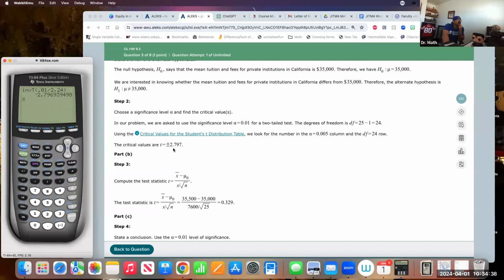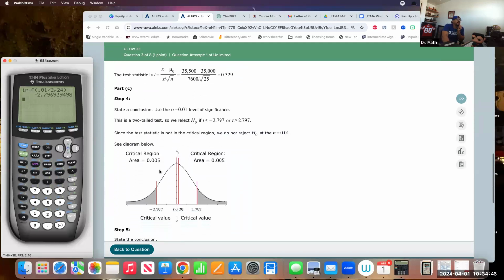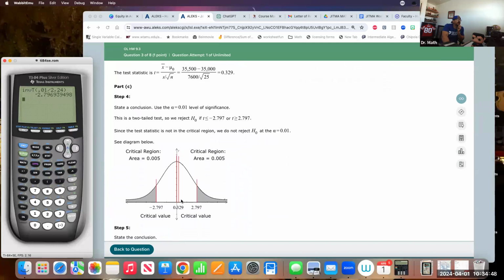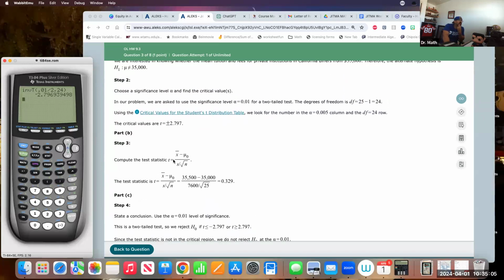So next, we need to compute the test statistic because we want to see where this test statistic lies, for part, step 3. Because if it lies somewhere in the middle, then we know, hey, we're not going to reject our null hypothesis. But if it falls somewhere in my shaded region, then we know we reject the null hypothesis. So depending where it falls. So this is our formula for test statistic.